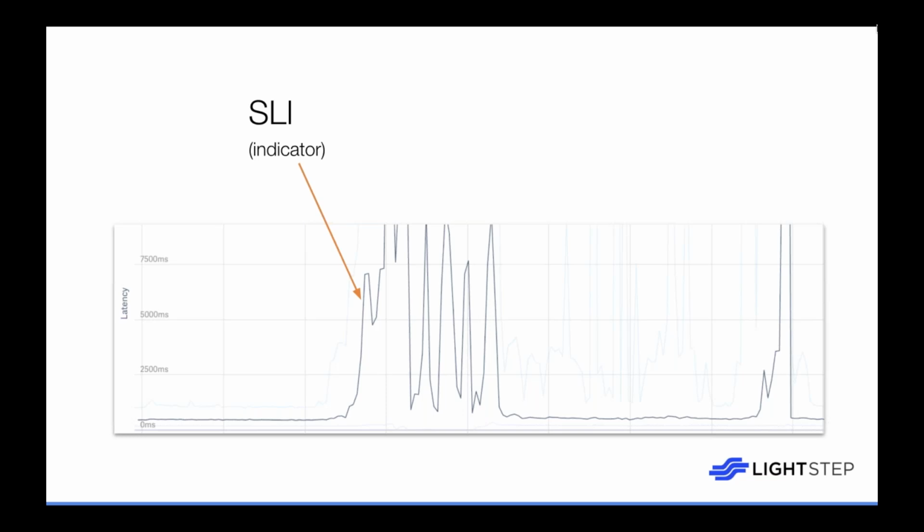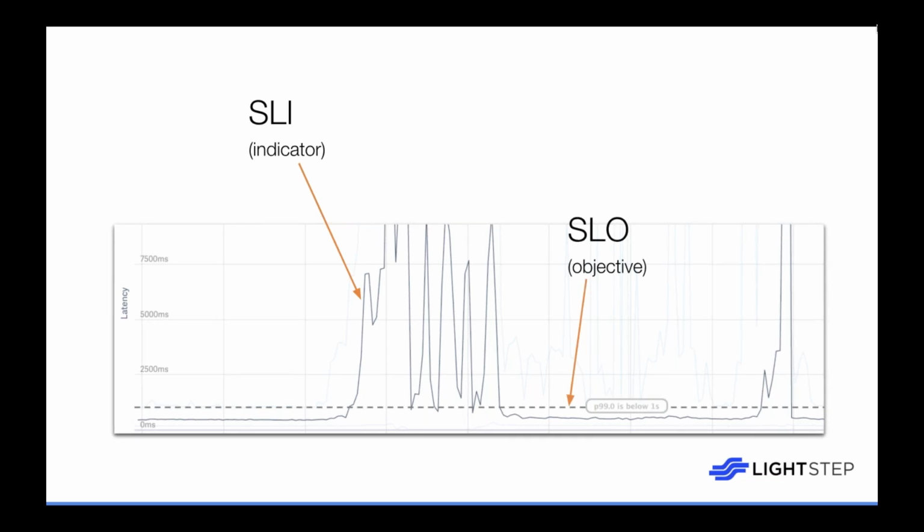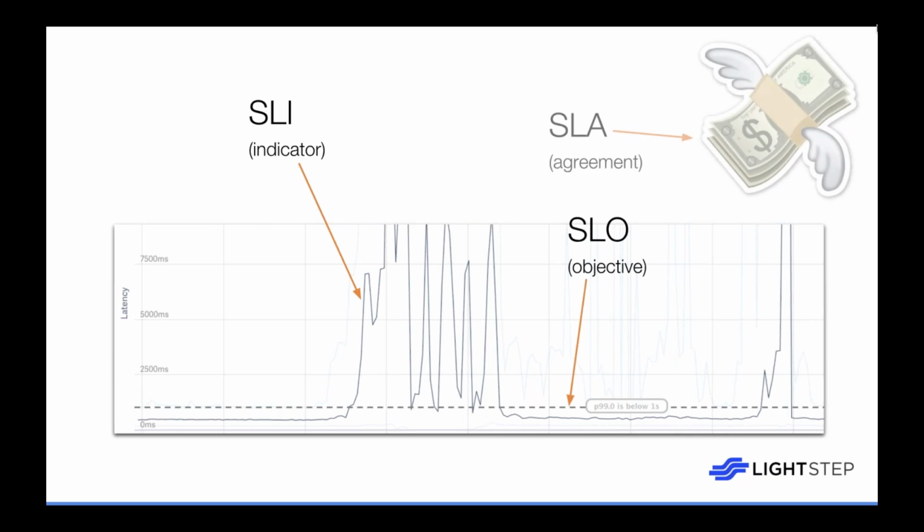So once we've started measuring that SLI, we can set a goal for ourselves. That might be something like I mentioned, that we want to keep 99th percentile latency below 1 second. And in terms of the graph, that's going to show up here as this straight line. And finally, SLAs don't really appear in the graph itself. That's really more about the agreement and the contract that we have with our users.